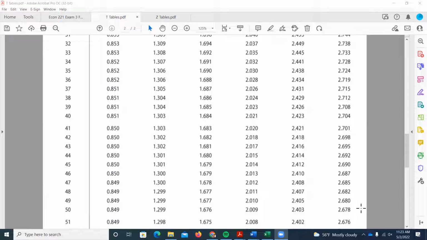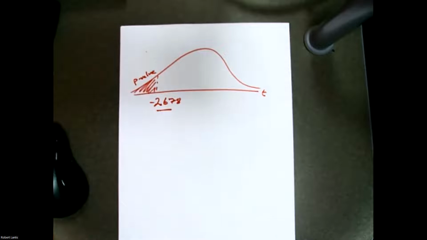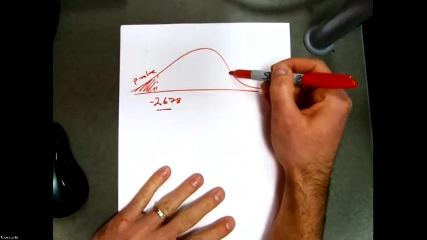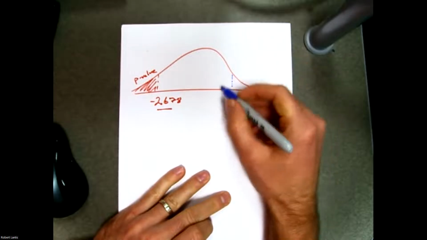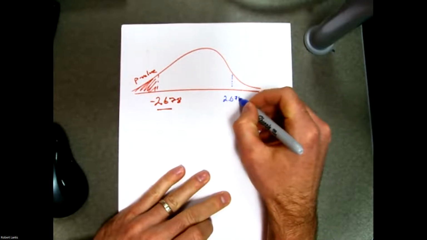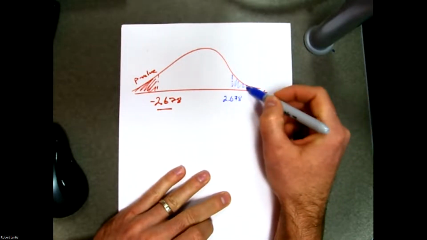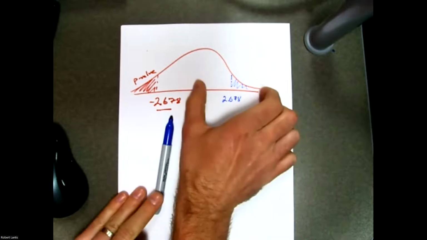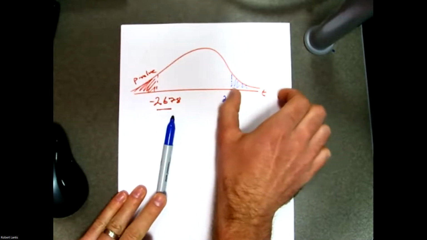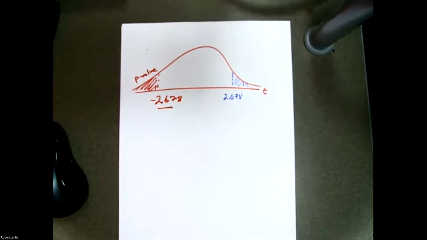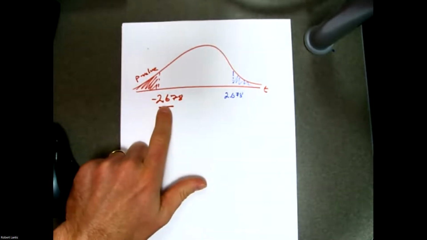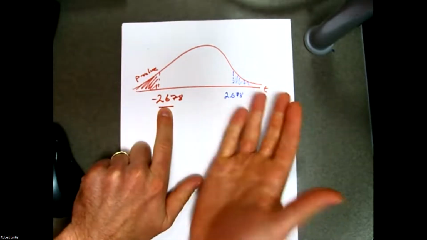The problem is I have a negative 2.678. But it doesn't matter, right? Since it's a symmetric distribution. When I look up, and this isn't going to be part of the p-value, so I'll use a different color here, from the table, I can find positive 2.678, and the table will tell me the area to the right. Well, this is a symmetric distribution. So the area to the right of the positive value is the same as the area to the left of the negative value. So I can just look for this value and just remember, oh yeah, it's a symmetric distribution.